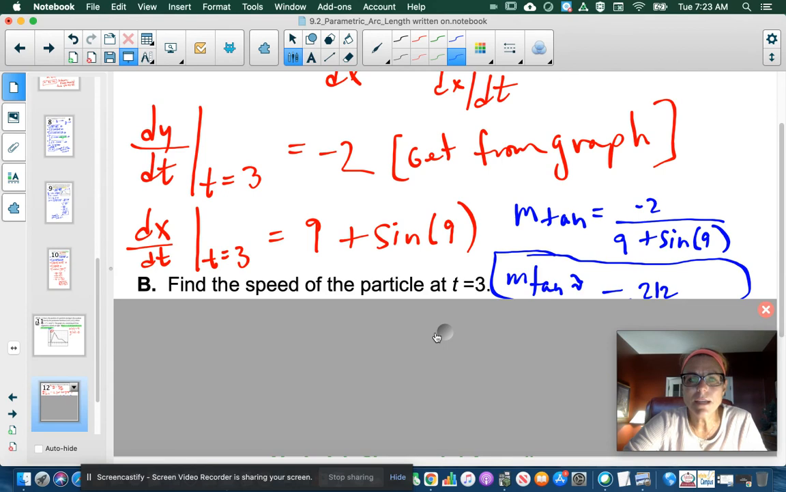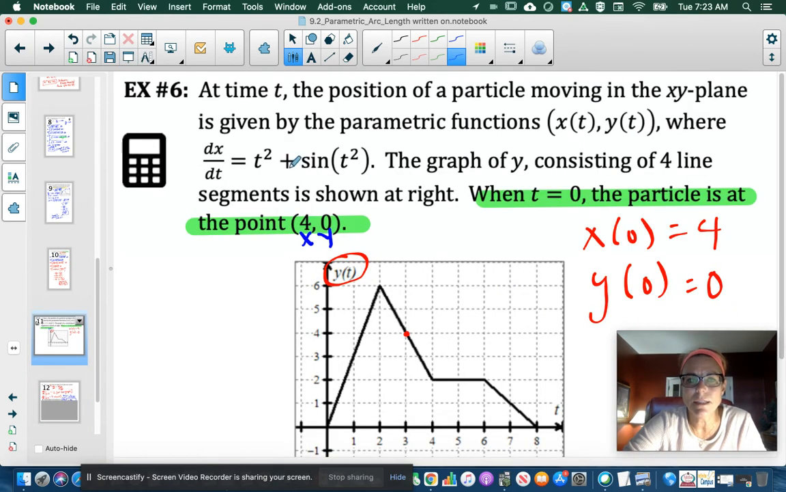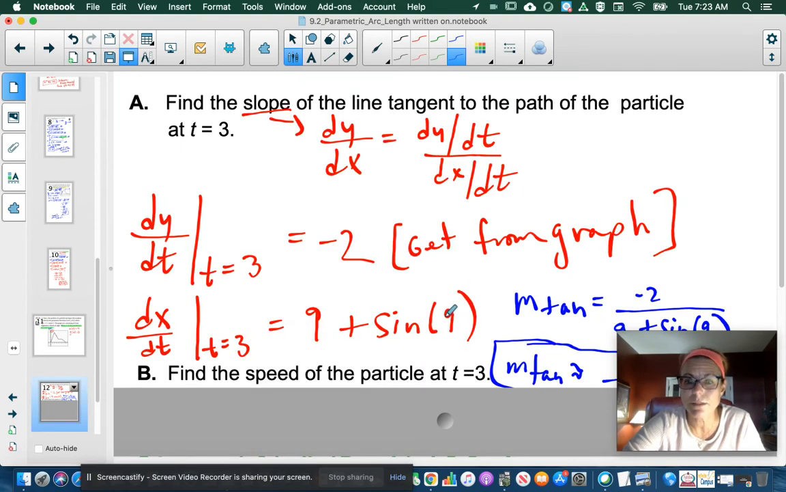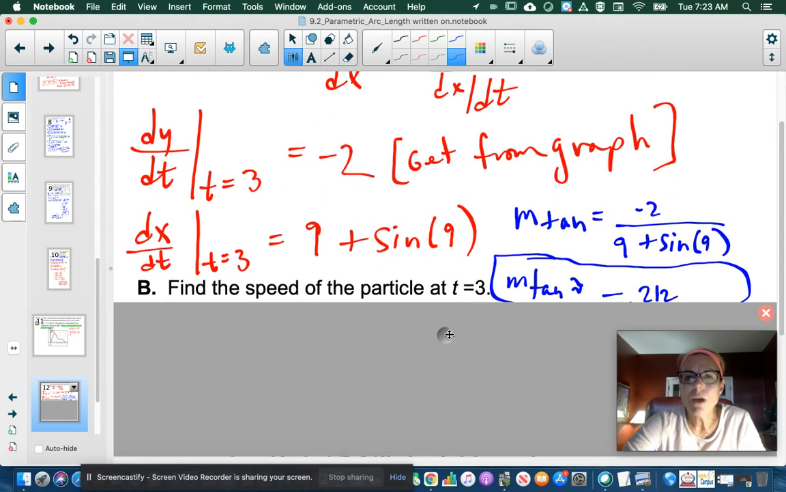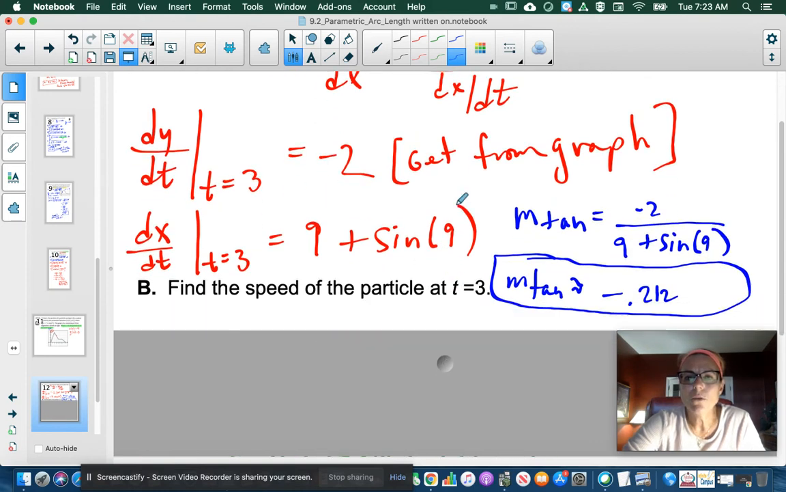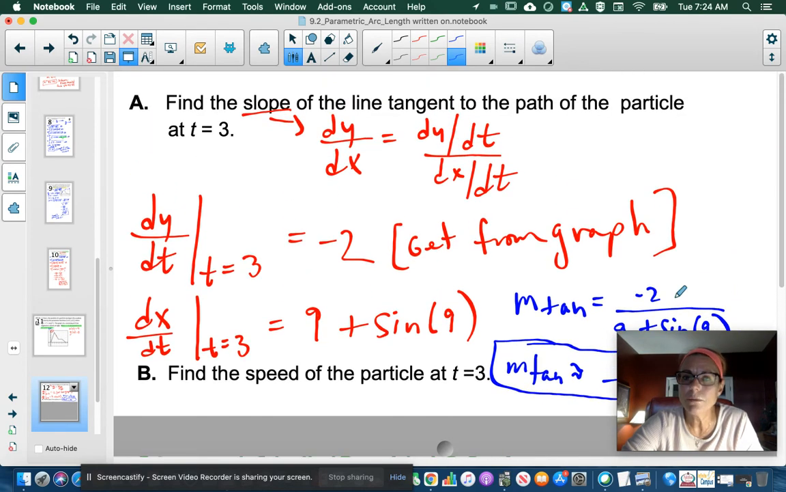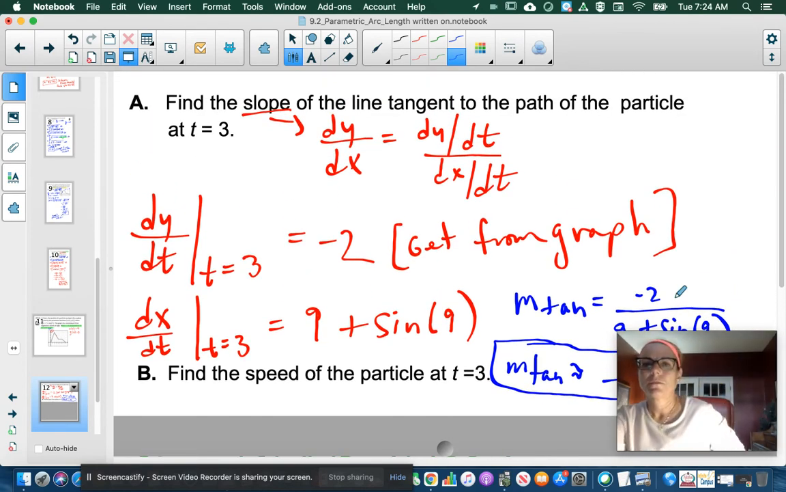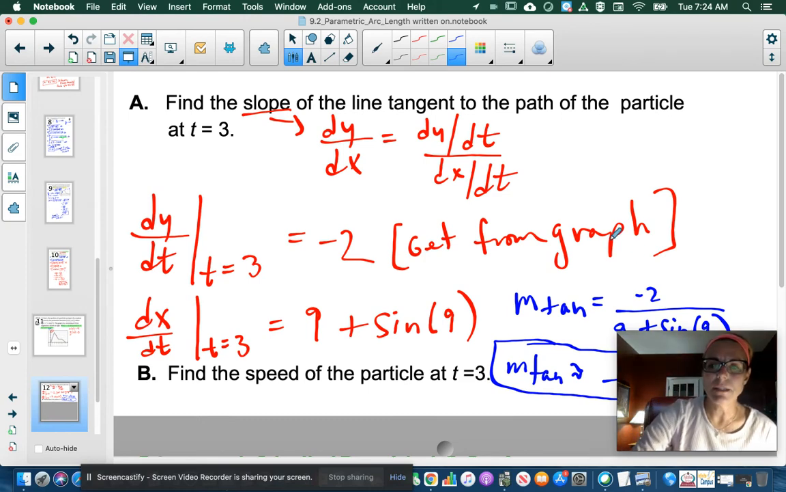I can find dx/dt because I was given dx/dt right here. All I need to do is plug in 3 for t. That's where I got this. So how do I find the slope now? Well, I have to take dy/dt divided by dx/dt. And I plug it into my calculator, and there is my slope of the line tangent to the path of the particle at t equals 3.